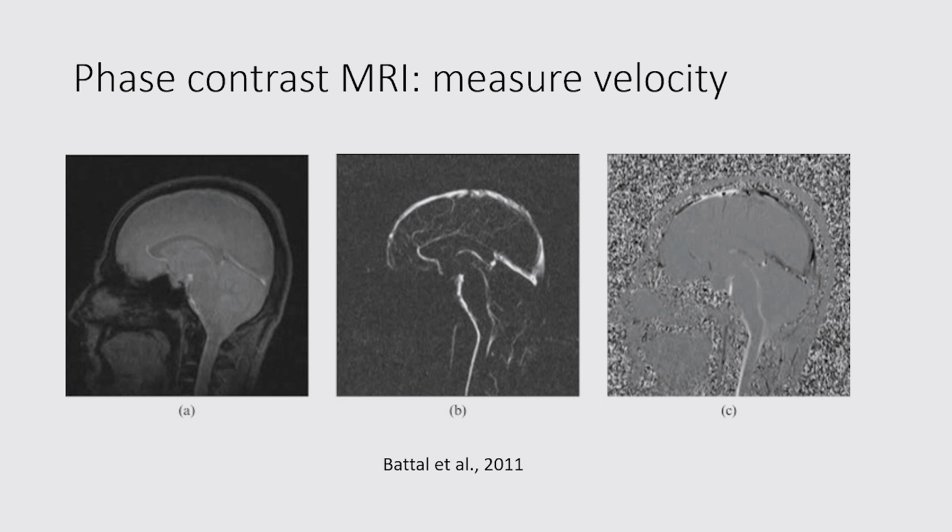So for example, in centimeters per second. So if you do phase contrast MR, you're able to actually say for a given slice, CSF was moving at exactly this speed at exactly this moment in time.